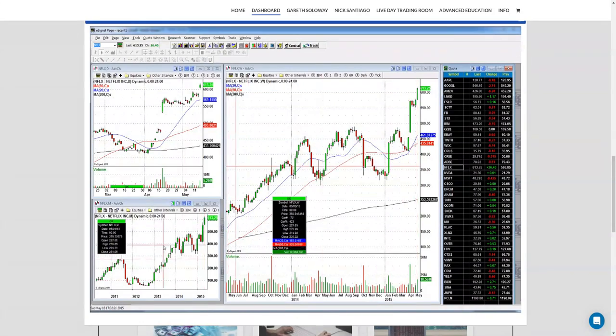Yeah, I didn't put it in there, Jim. I just made this chart right now. I didn't get a chance to put it in there. I'm just showing you how I scan for all the different charts.